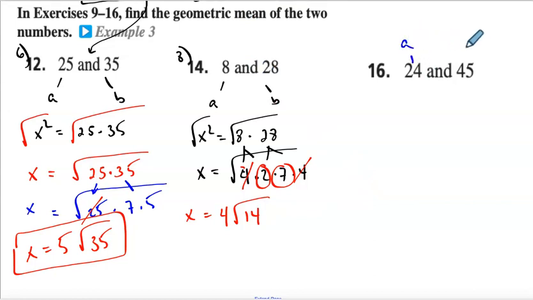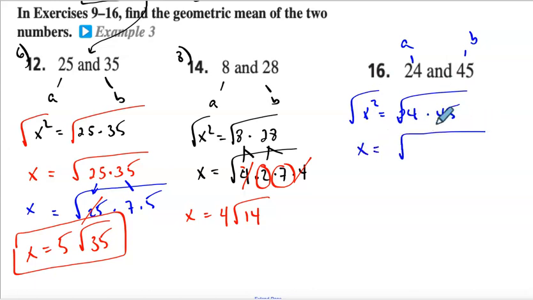Alright, so same thing here. Here's my a, here's my b. So x squared equals 24 times 45. Square root both sides. X equals the square root of 24 times 45. I'm going to break up 24. 4 times 6 is 24. 4 is a perfect square. I'm going to break up 45. 9 times 5 is 45.